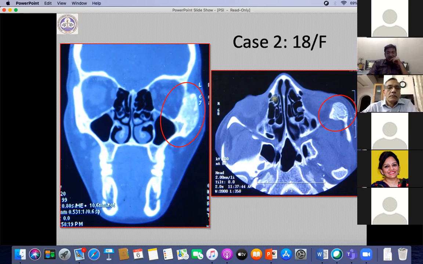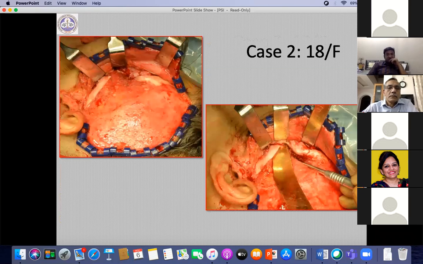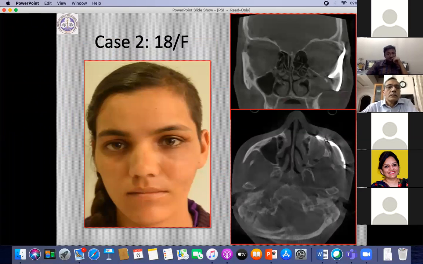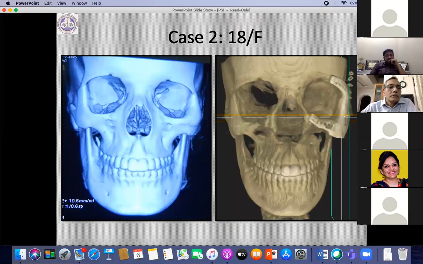The same plan was done for this particular female also. Intraoral incision and hemicoronal. The tumor was removed and the PSI was put in place. Appreciate the mirror imaging, the reproduction of the normal side to the affected side. The projection is all right. The transverse width is all right. Pre-op CT depicting the tumor and the post-op with the PSI in place.